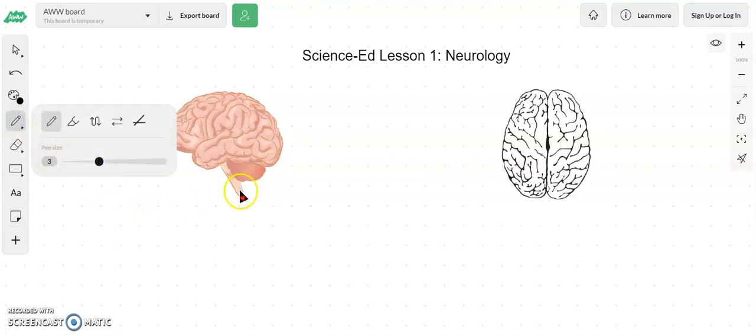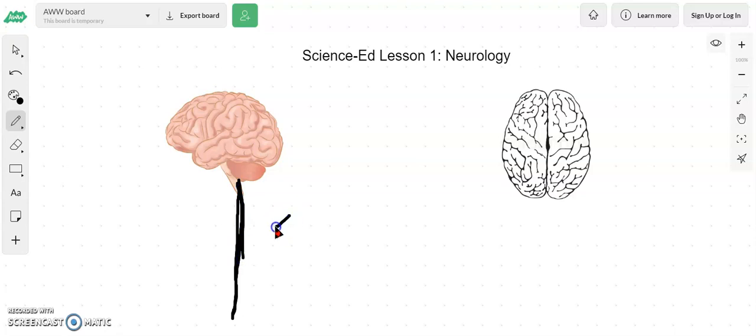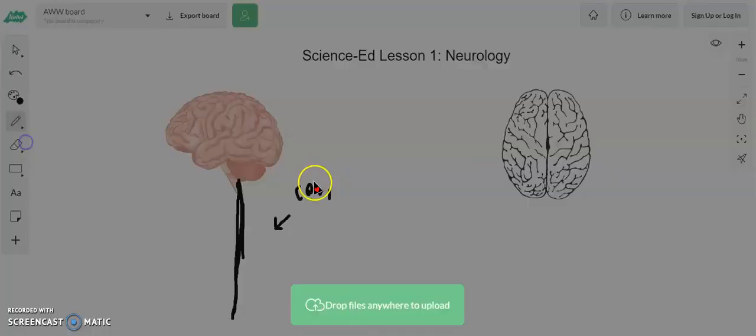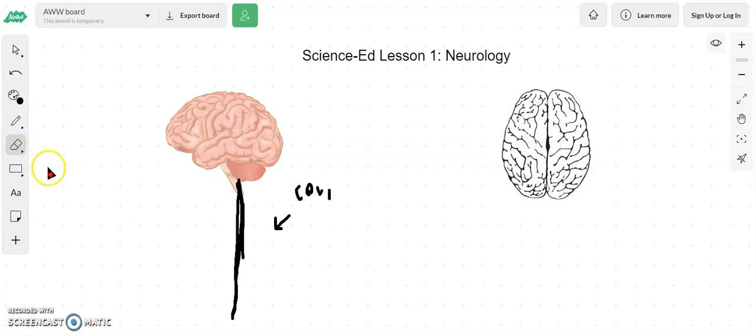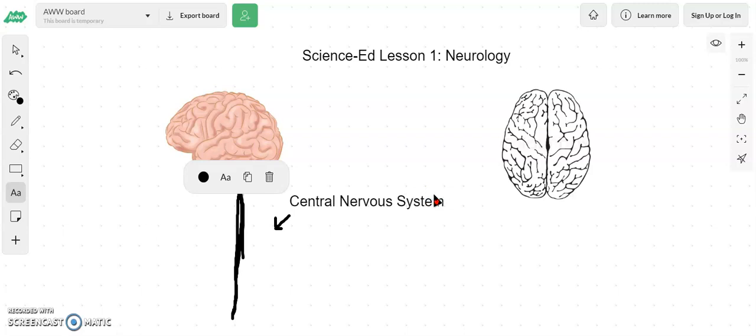You can imagine right here there is a spine. So this right here is the central nervous system.